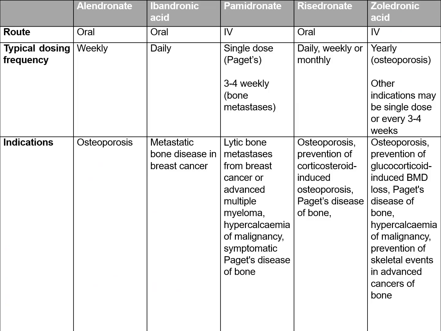So here we have some of the typical dosing regimens for the available bisphosphonates. As you can see, the oral agents are typically dosed regularly, either on a daily, weekly or monthly schedule. And then for the IV agents, they may be given as a single dose, for example, for Paget's disease, 3 to 4 weekly for patients with bone metastases, or in the case of zoledronic acid, it's given as an annual infusion for osteoporosis.